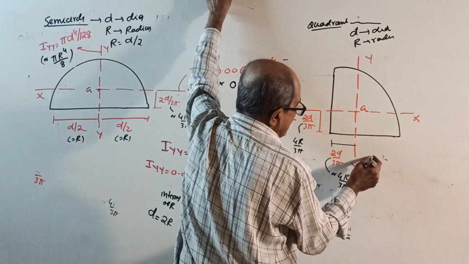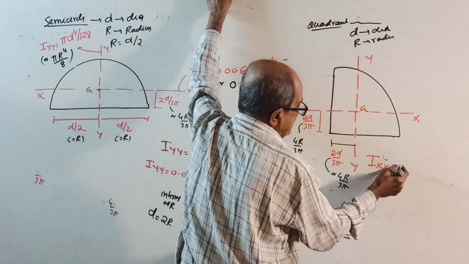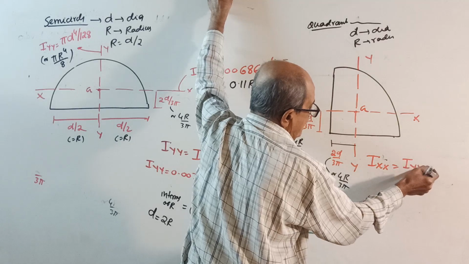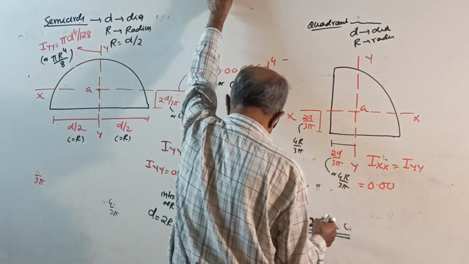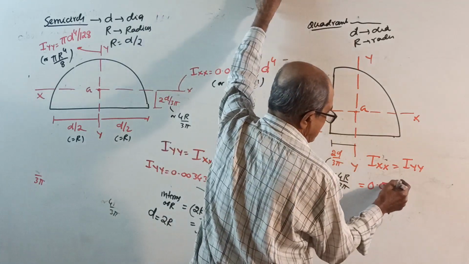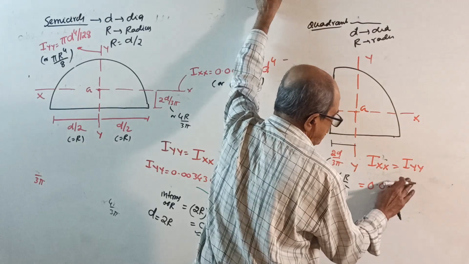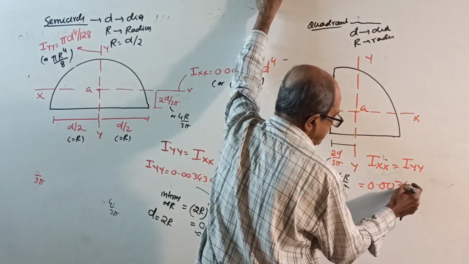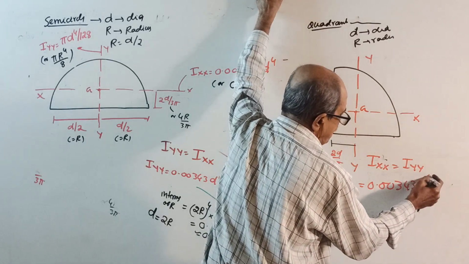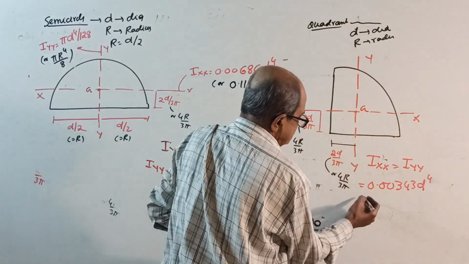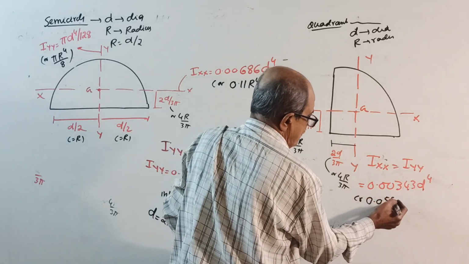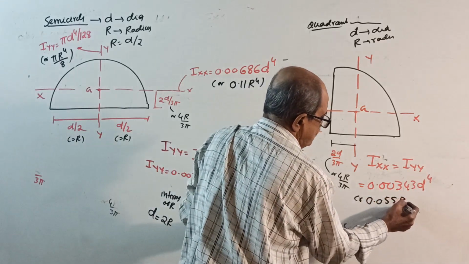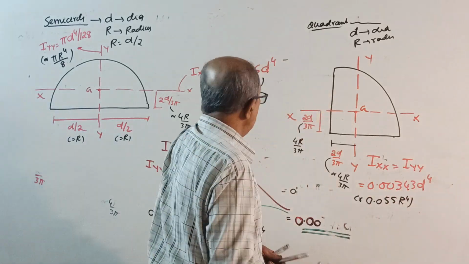Directly in a single line, I about xx equal to I about yy. Both are equal to 0.00343 d power 4, or some people write 0.055 r power 4. This is the summary.